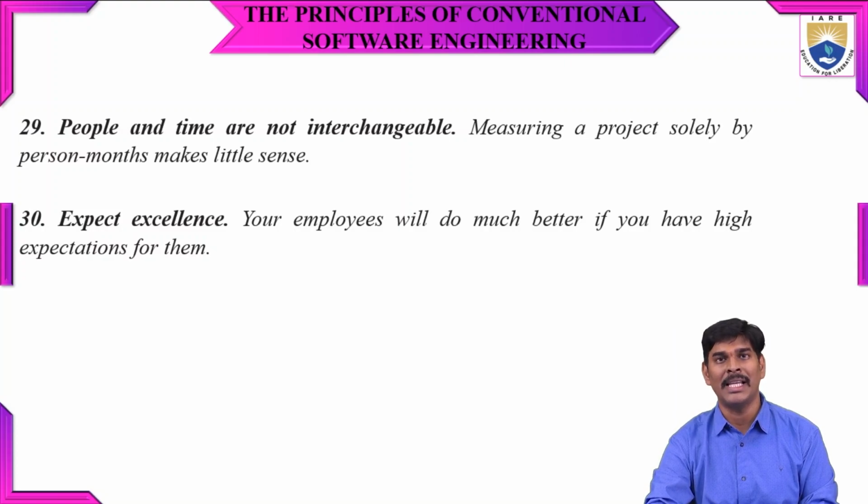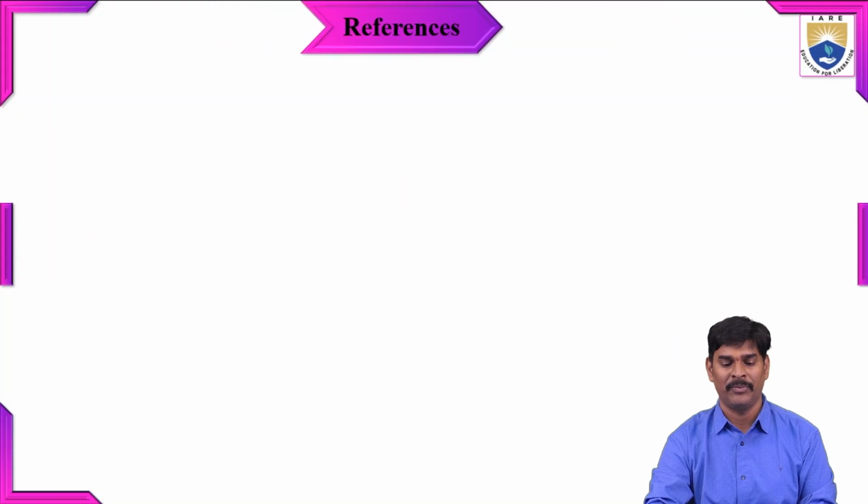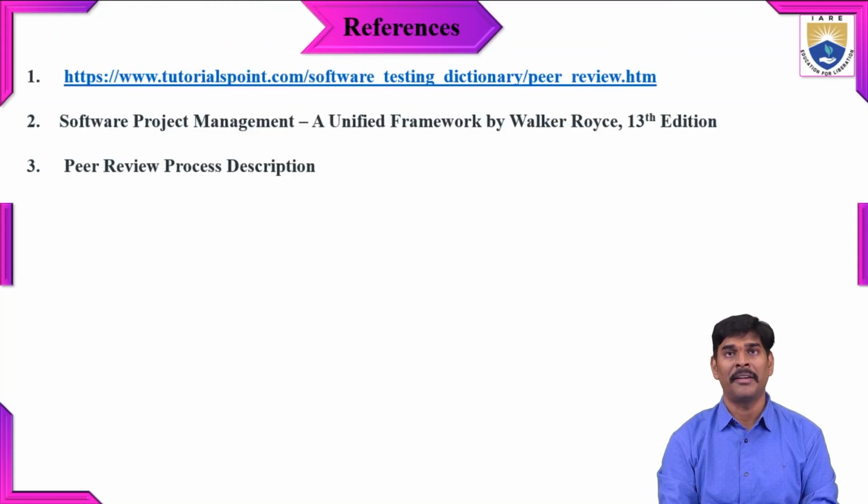These are the main 30 principles of conventional software engineering. So these are the references.